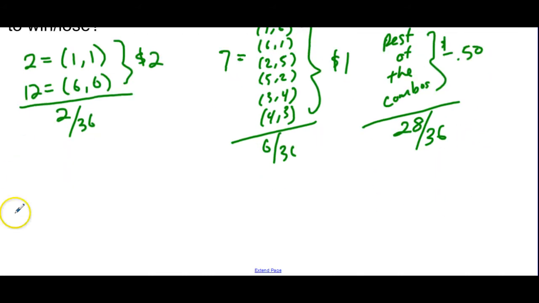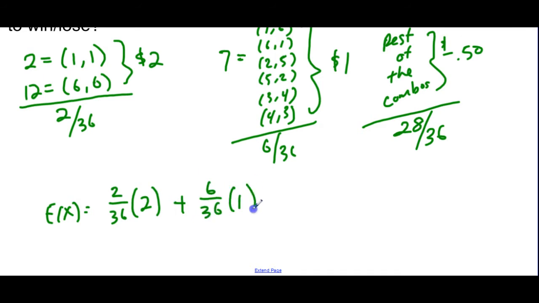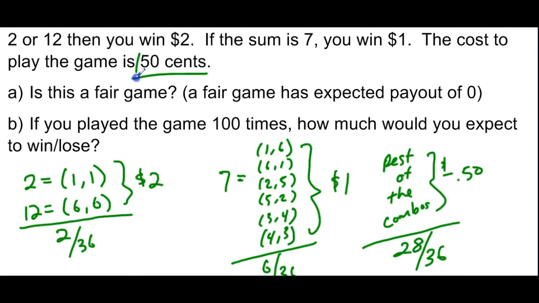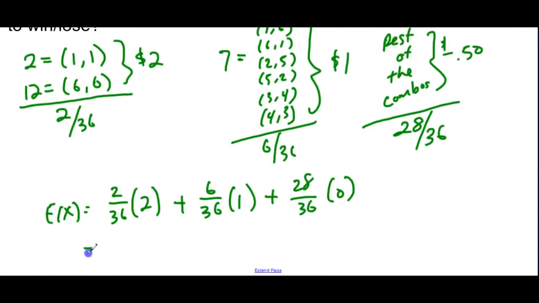We can now find the expected value. So the expected value is 2 out of 36 times the $2, plus 6 out of 36 times the $1, plus 28 out of 36 times 0, because you're not really winning anything. So the one thing, again, I want you to keep in mind is this: we pay 50 cents to play. So we have to adjust the outcome of the expected value.